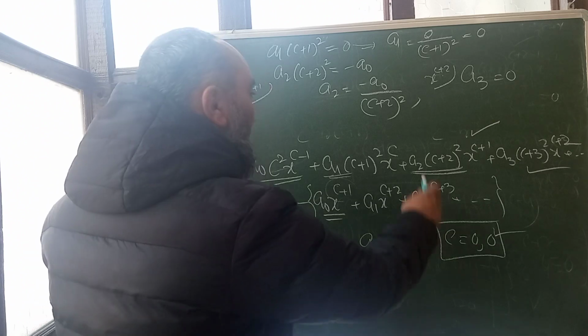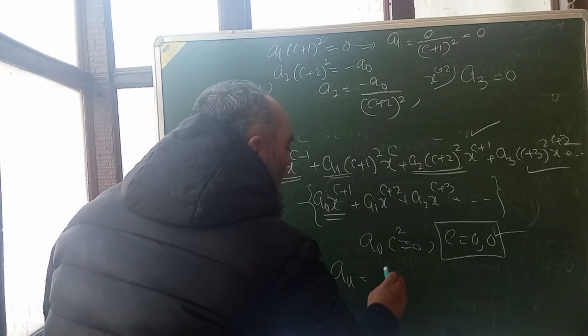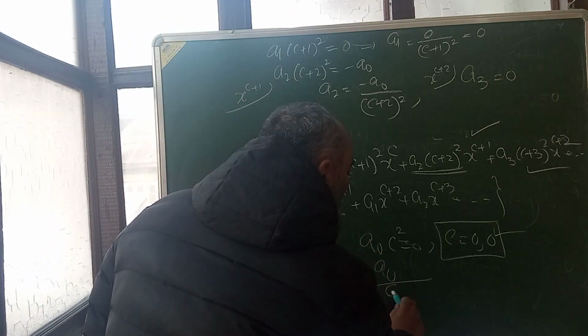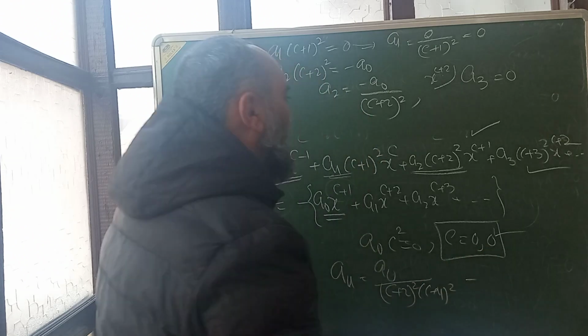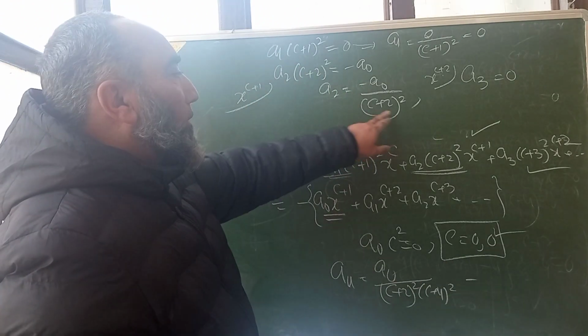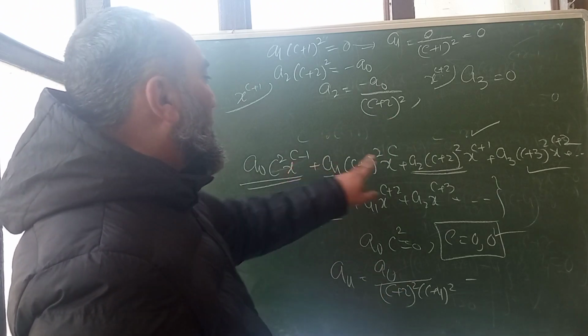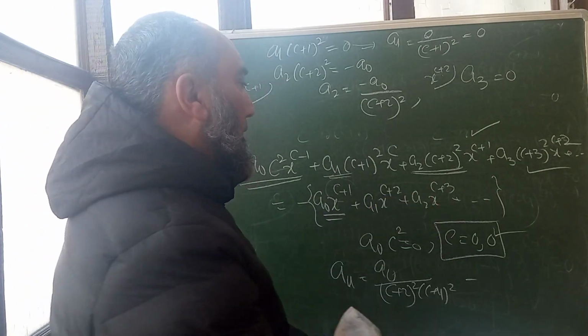So you will get A4. The coefficient of x raised to power... so your A4 will again be in terms of A0. This is minus, so this will be plus, (C plus 2) square, (C plus 4) square, and so on. This is minus (C plus 2) square, you will get (C plus 4) square, and so on.